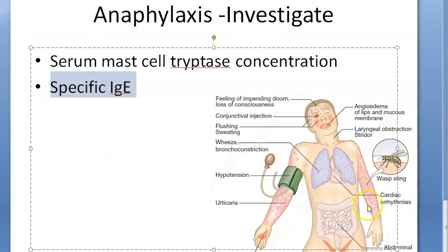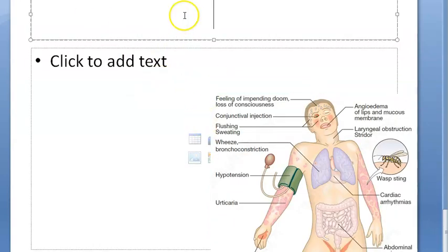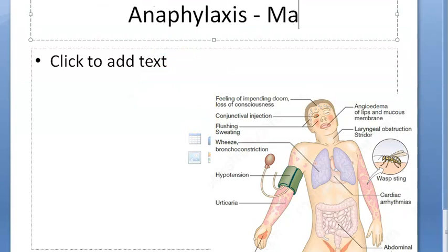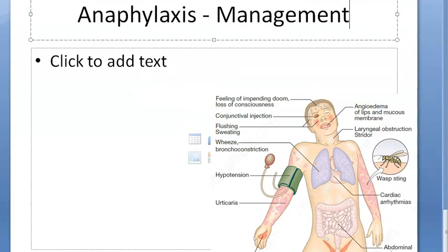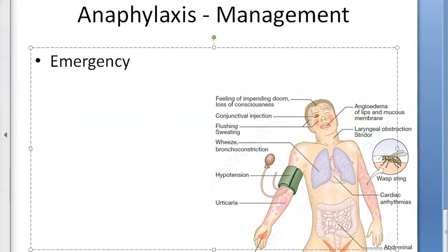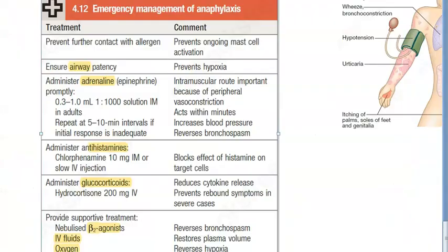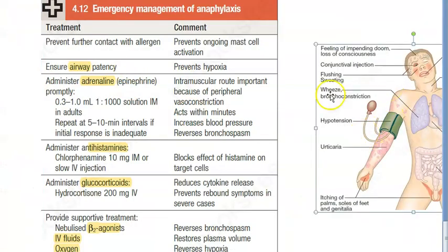Okay, now let us go to management of anaphylaxis. Are you ready, people? What are we looking at today? Anaphylaxis. Yes, now we look at management, that is, how will you treat. Remember, it is an emergency. It could be life-threatening. It's a life-threatening allergic response. So how will you treat? Let's give you a table here on how to treat anaphylaxis.